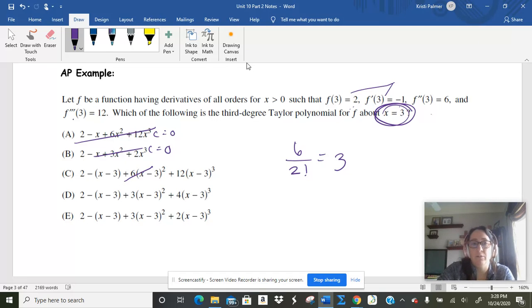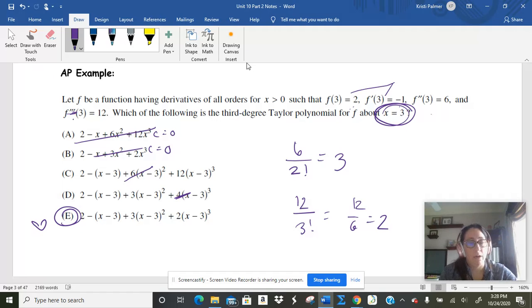And then again, they're giving me this 12, but the 12 had to have been over 3 factorial. And then they're even trying to say 12 divided by 3 is 4, but that's not really a 3, that's a 6, 3 factorial, which would be 2. So E is our right answer here. So on these, you just have to be careful with the factorials.